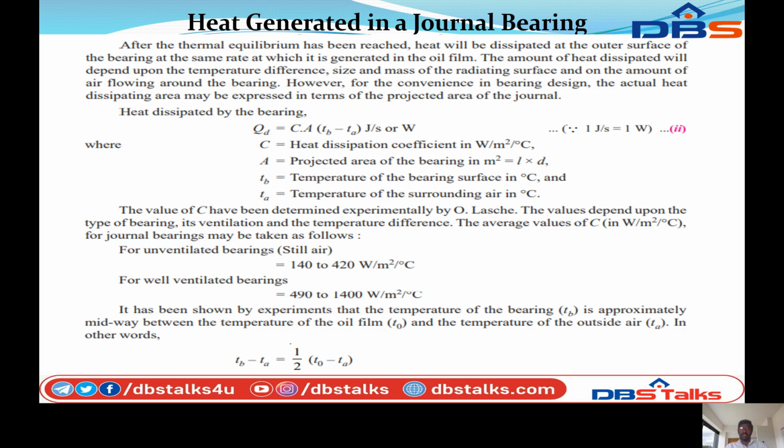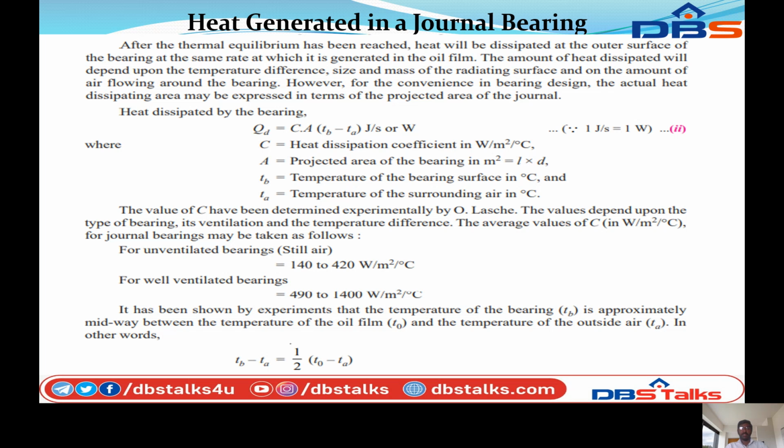The value of C has been determined experimentally. The value depends upon the type of bearing, its ventilation and the temperature difference. The average value of C in watt per meter square per degree centigrade for a journal bearing may be taken as follows. For unventilated bearings, that is still air, 140 to 420 watt per meter square per degree centigrade. For well ventilated bearings, 490 to 1400 watt per meter square per degree centigrade.